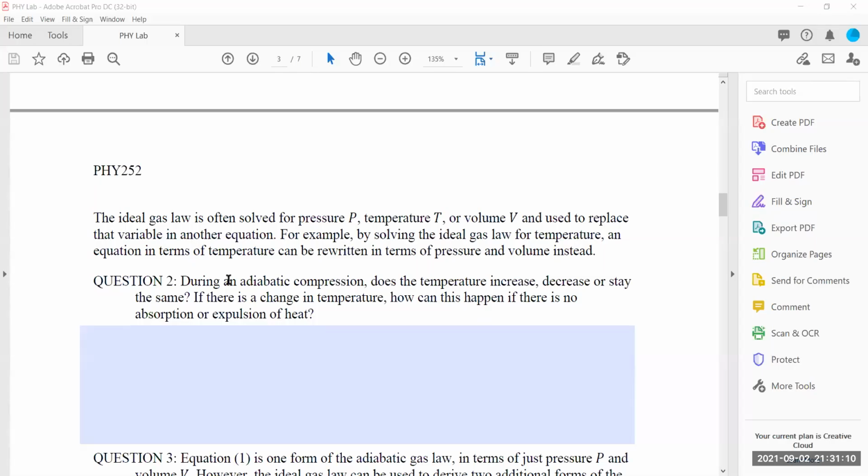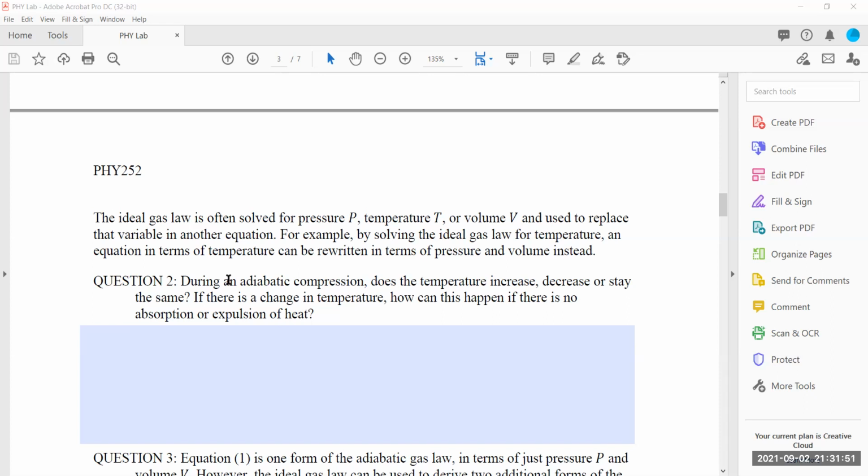We're exploring them. If there is a change in temperature, the temperature must go up, okay? How can this happen if there is no absorption or expulsion of heat? That's basically what we're doing here. We're compressing the gas, making the gas occupy a smaller and smaller environment. So the path along which the particles move decreases, and they get into far more collisions with one another, which makes them move faster and faster, and that's how the temperature increases. That is the only explanation for it, okay?